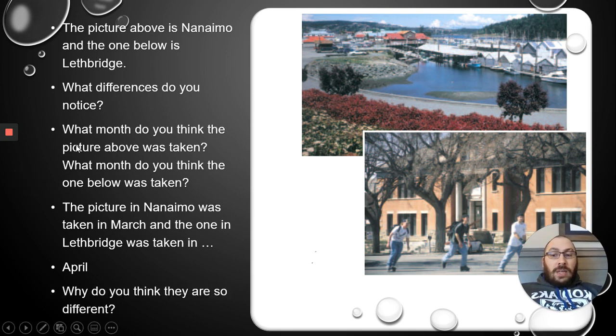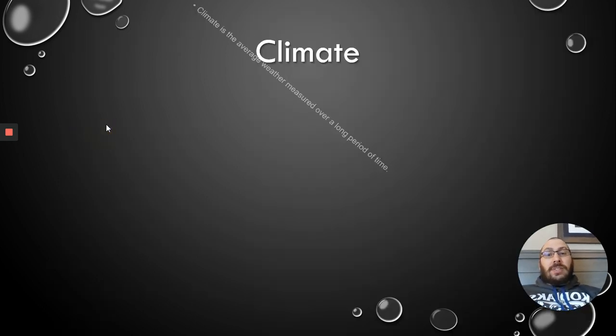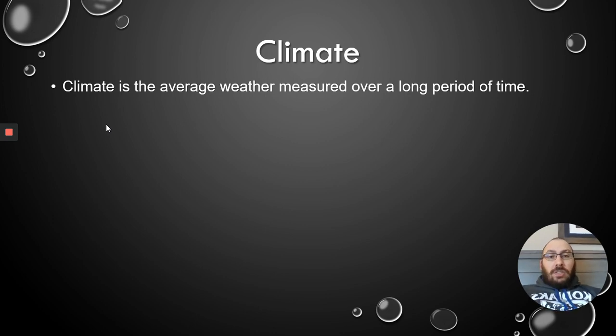So why do we think there was such a difference? Big hint is the topic is water and climate. So the difference is because of climate. So here's the first definition. Climate is the average weather measured over a long period of time. Okay, it's very important that we know it's the average. It's very different than just the weather.